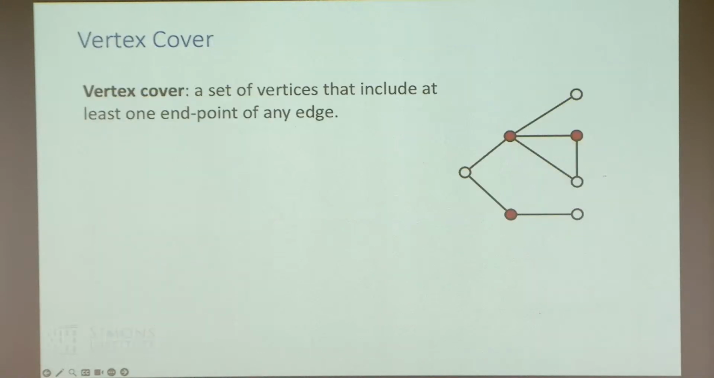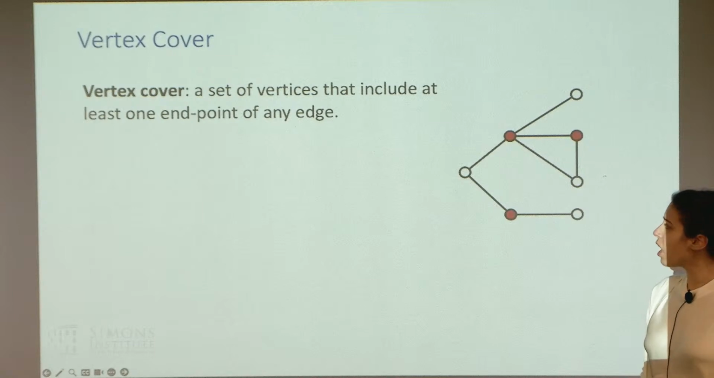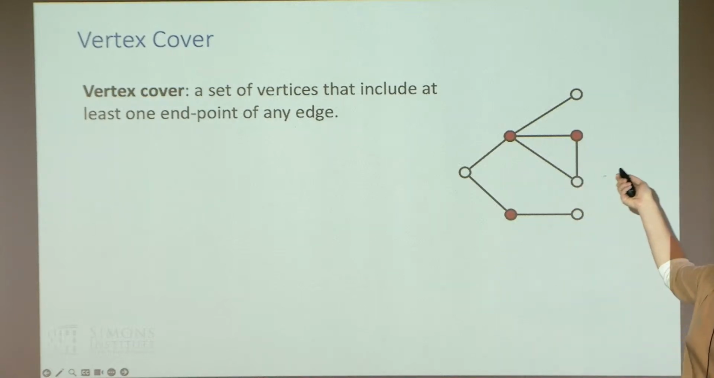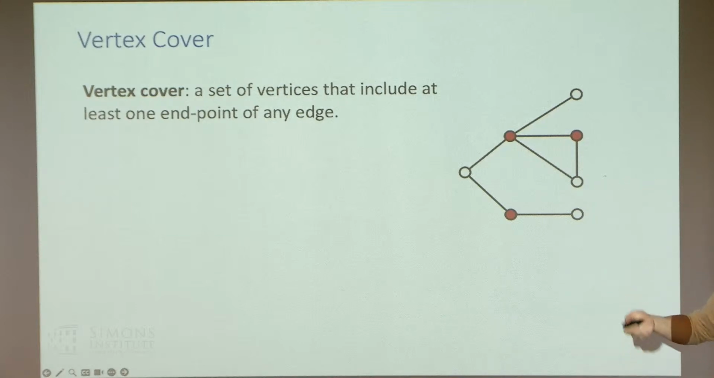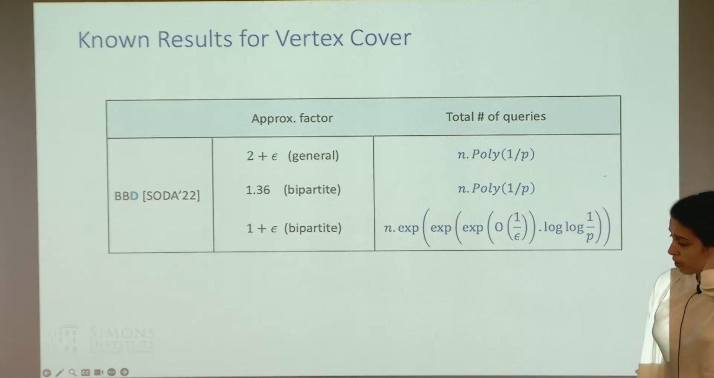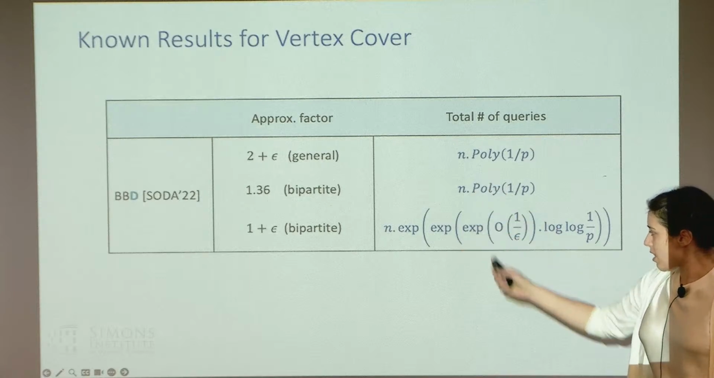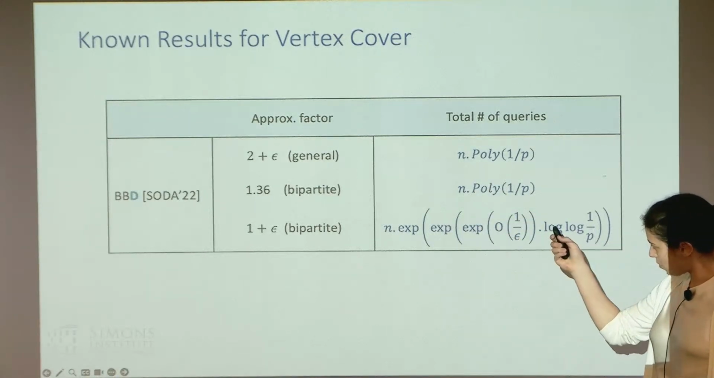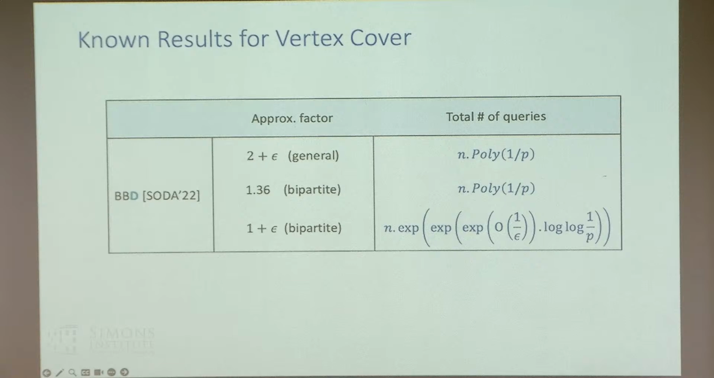Now let's go back to our problem, vertex cover. A vertex cover of a graph is a set of vertices that includes at least one endpoint of every edge. We are interested in finding the smallest vertex cover, and we'll approximate that. The known results for stochastic vertex cover are just these. For general graphs, we have almost a 2 approximation. And for bipartite graphs, we have better results, but they are achieved basically using known results for matching.